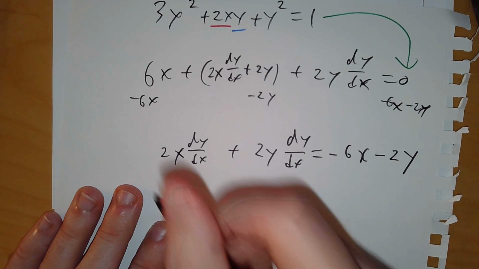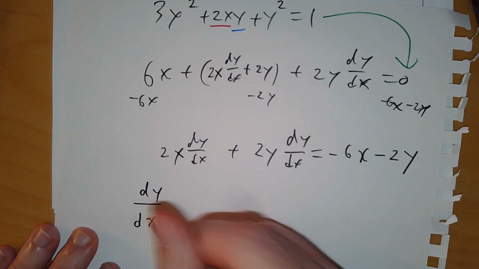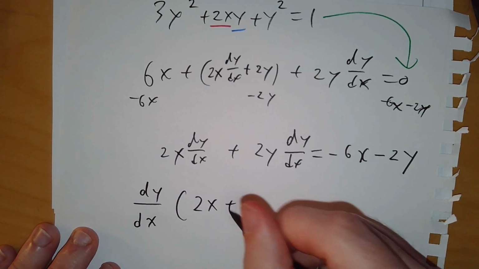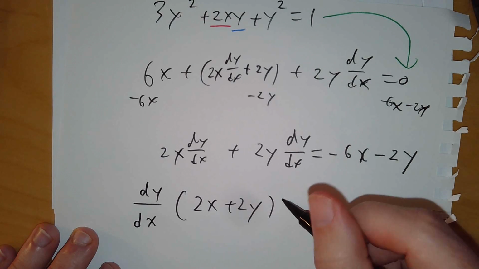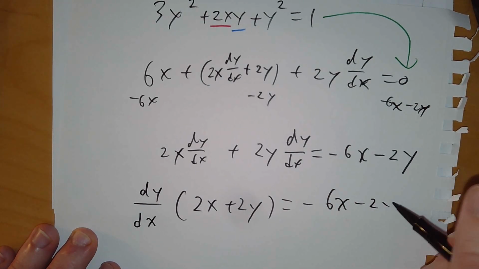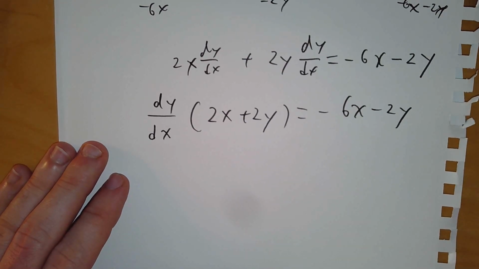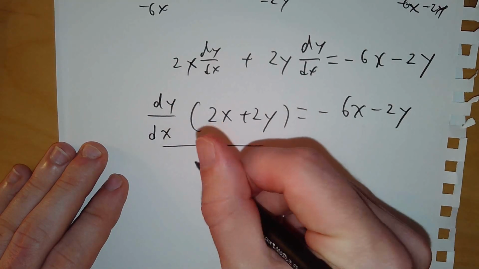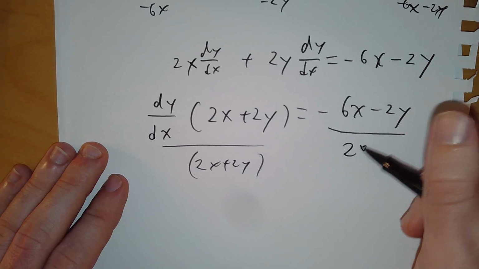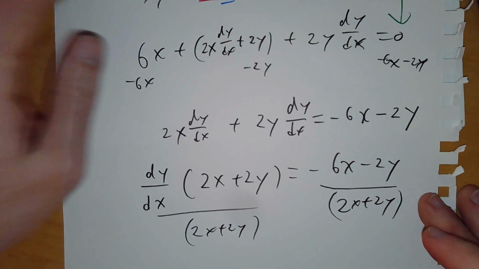Here we go. Factor it out. dy/dx times 2x plus 2y equals negative 6x minus 2y. Okay, I'm going to be better about my x's and y's. Now divide, right? By 2x plus 2y, 2x plus 2y. Okay, so if we go look at our options, we're done, right?